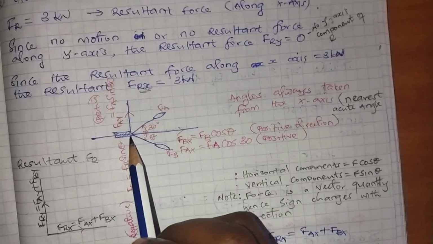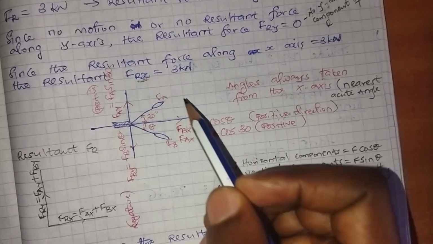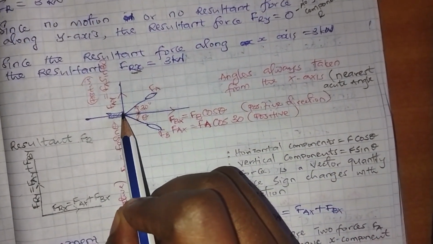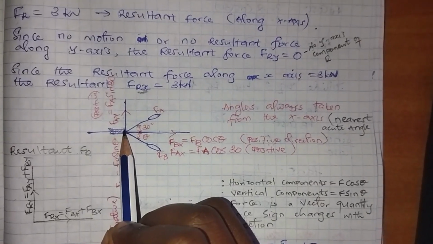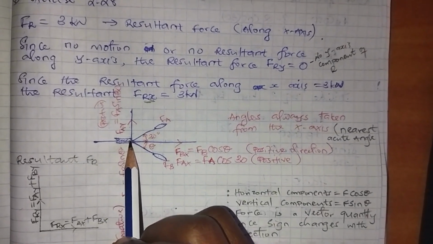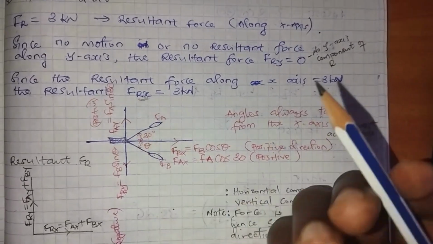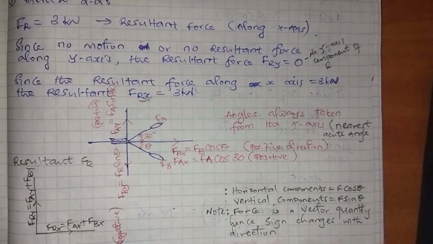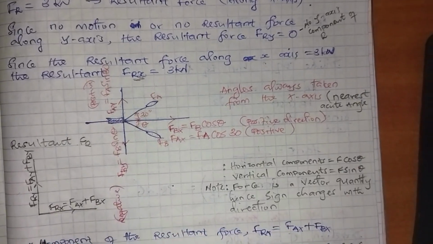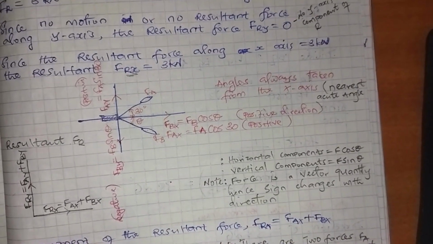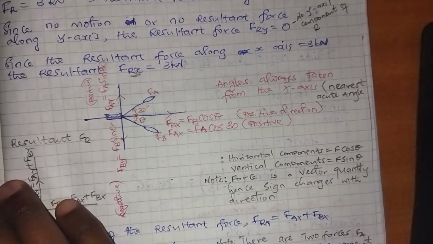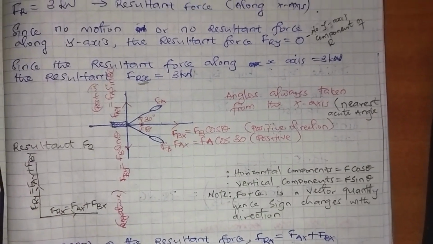Now this question requires you to find, because you see this is a force applied at a single point, and they are pulling it at different angles. It could be the same angle or different angles. It will depend on what you want to achieve. Okay, so having that in mind, let us now proceed to solve our question.